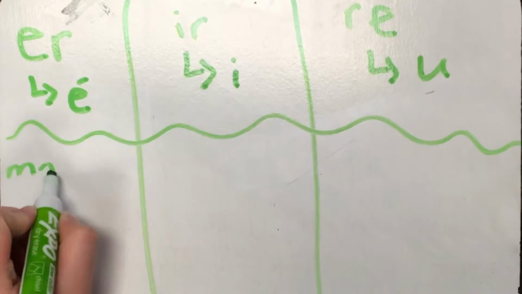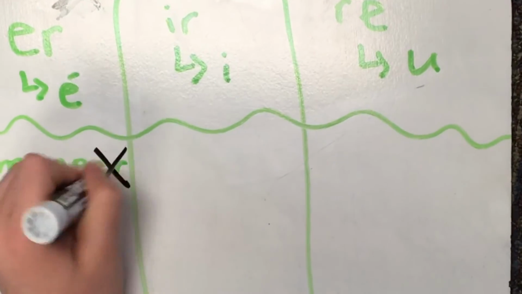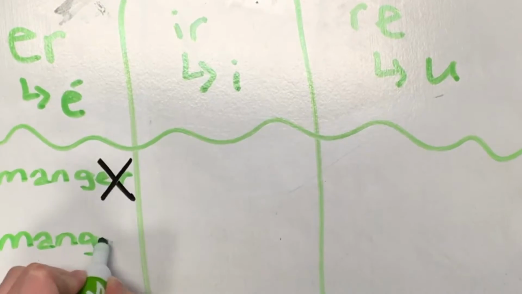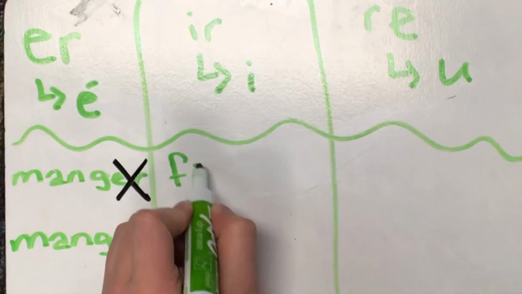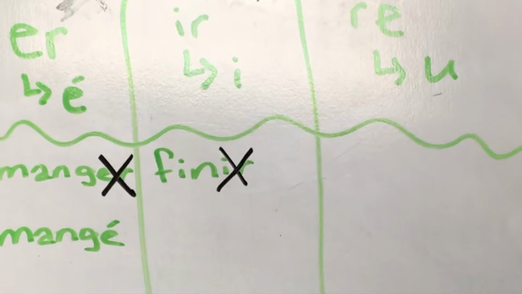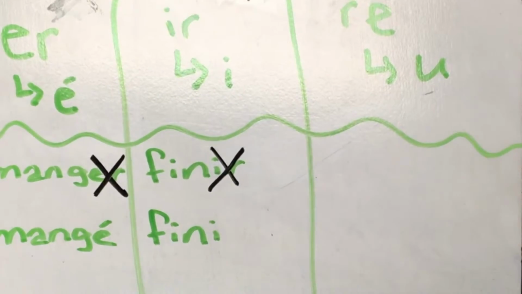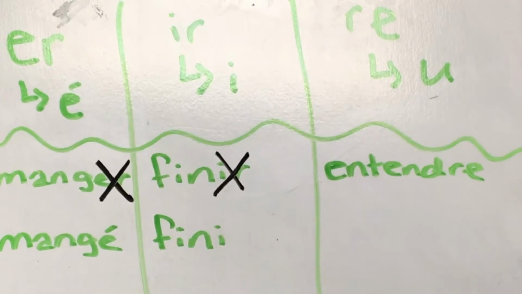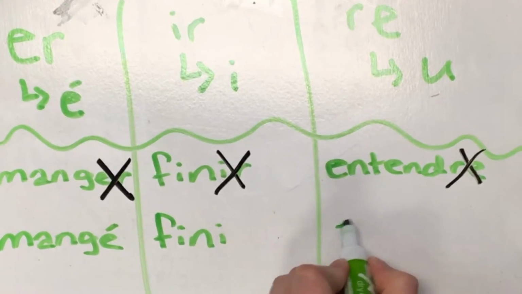For example, here's the verb to eat in its infinitive form, manger. Now you drop the er, mang, and add an e accent aigu, mangé. To finish is an ir verb in its infinitive form, finir. Now you drop the ir, fin, and add an I, fini. To hear is an re verb in its infinitive form, entendre. Now you drop the re, entend, and add a u, entendu.